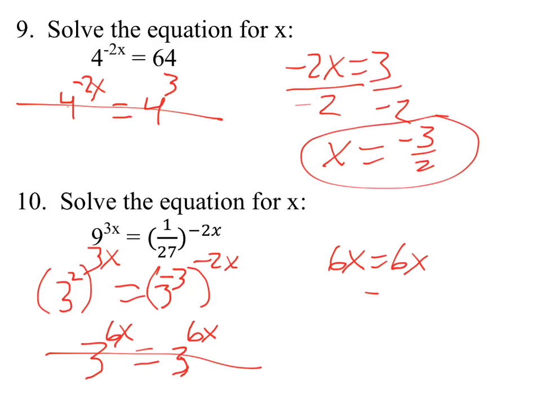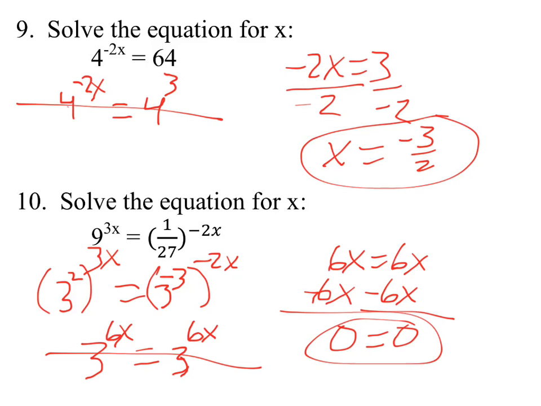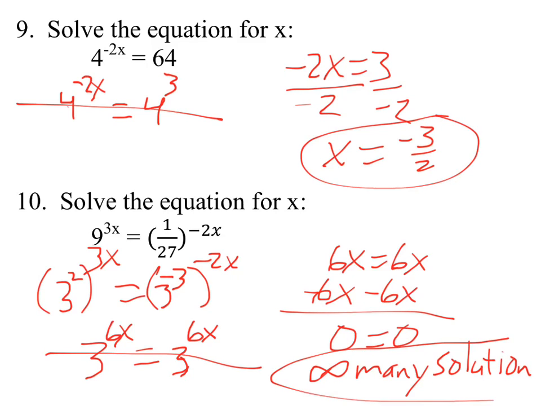And when you have that, you can just subtract 6x from both sides, trying to get it on one side, and what that's going to do is just get rid of all of them. And since this is a true statement here, we actually have infinitely many solutions. Anytime your variable disappears and you have a true equation, you'll have infinitely many solutions.